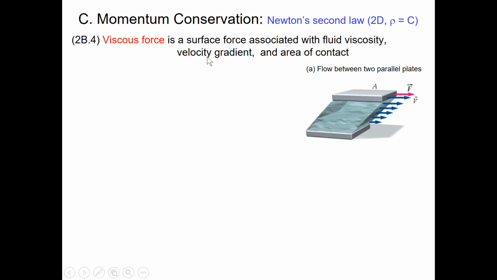4. Viscous force is a surface force associated with fluid viscosity mu, velocity gradient, and area of contact. For example, if you put 2 plates with, let's say, honey in between, and if you try to push the upper plate, you can feel the resistance. That resistance is our viscous force.